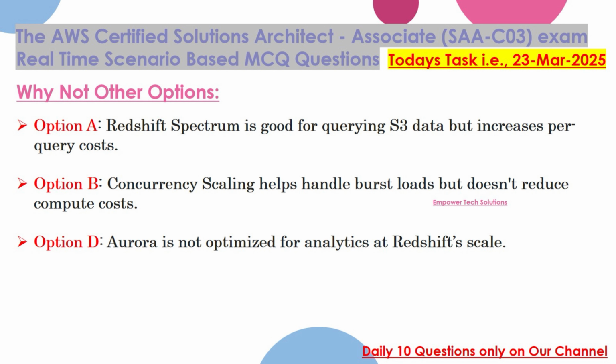Why not other options? Option A. Redshift Spectrum is good for querying S3 data but increases per query costs. Option B. Concurrency scaling helps handle burst loads but doesn't reduce compute costs. Option D. Aurora is not optimized for analytics at Redshift scale.